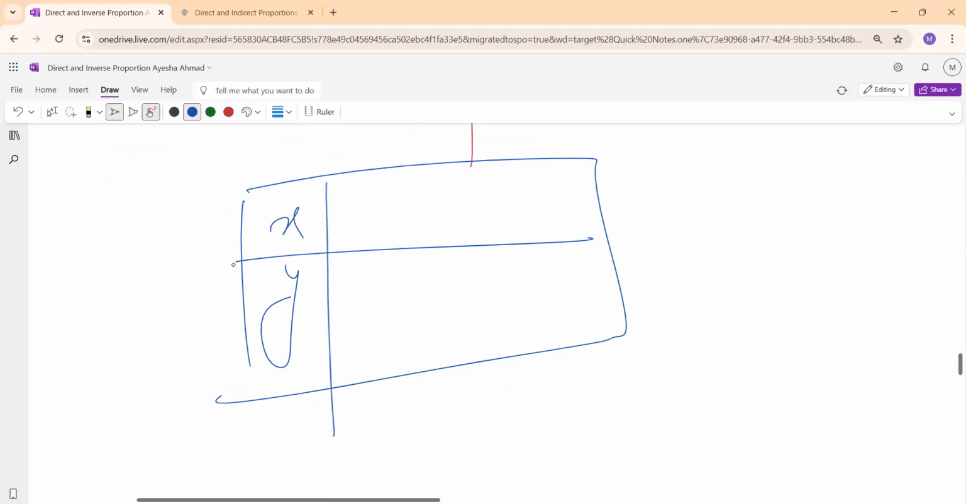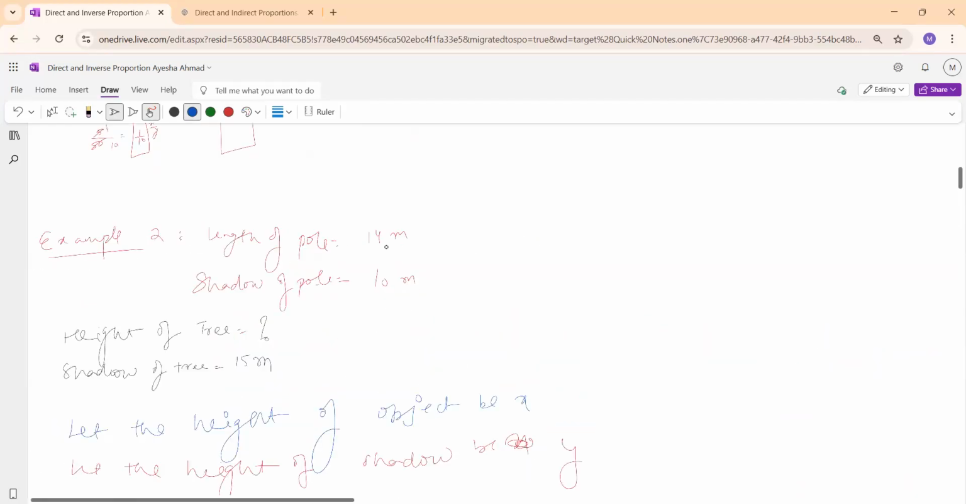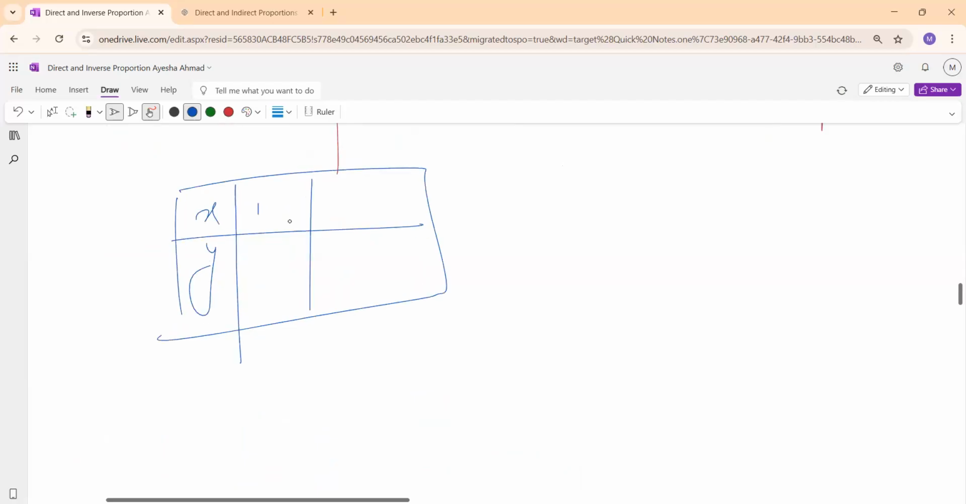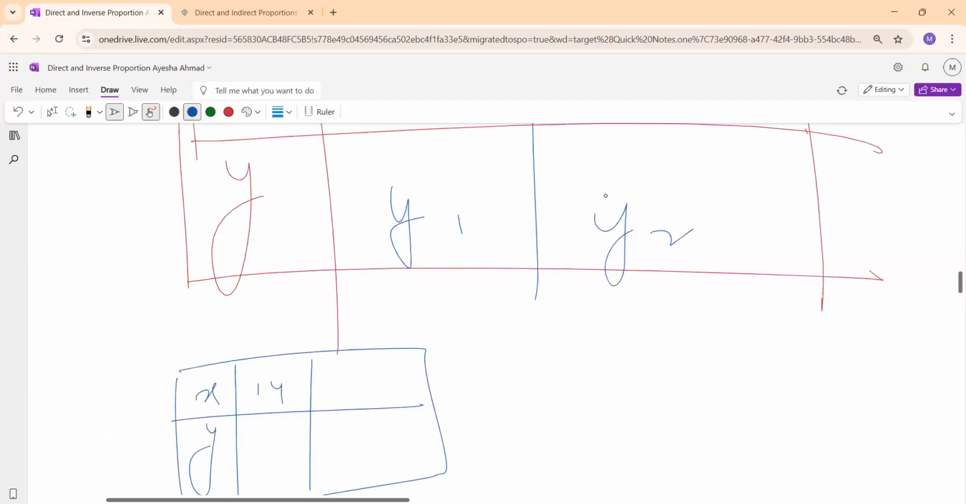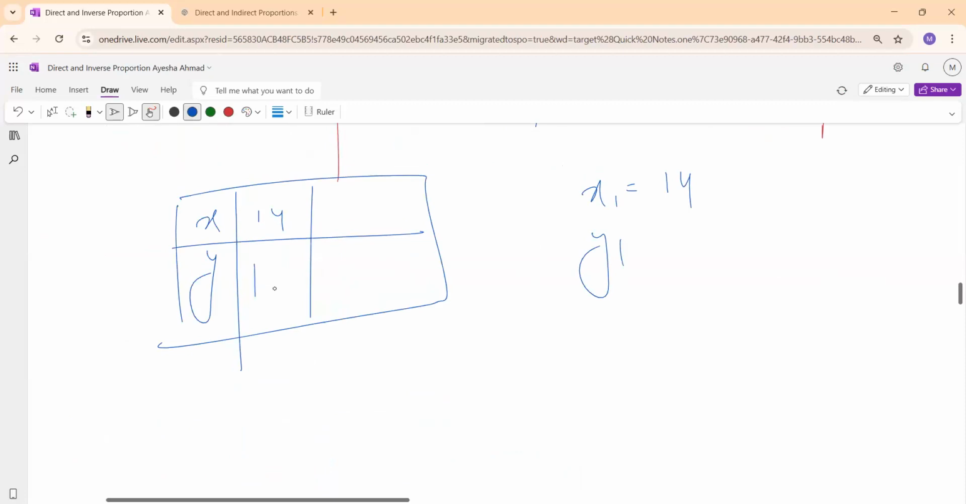X was the height of object. So first object is pole. I'm gonna write height of pole, that is 14. So x1 is 14, right? Now Aisha, corresponding shadow would be y1. So x1 corresponding should be y1. The corresponding shadow is given, that is 10. So height of shadow of pole is 10. Is this clear, Aisha?